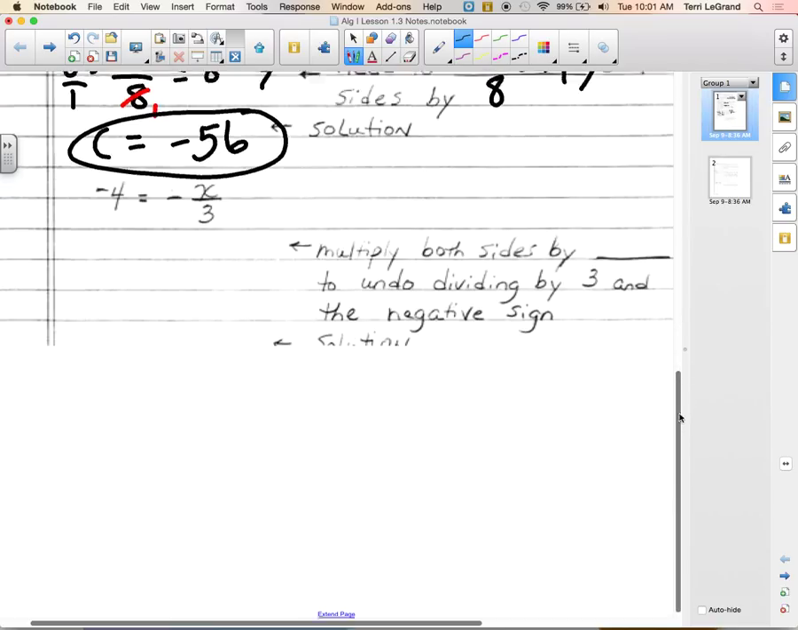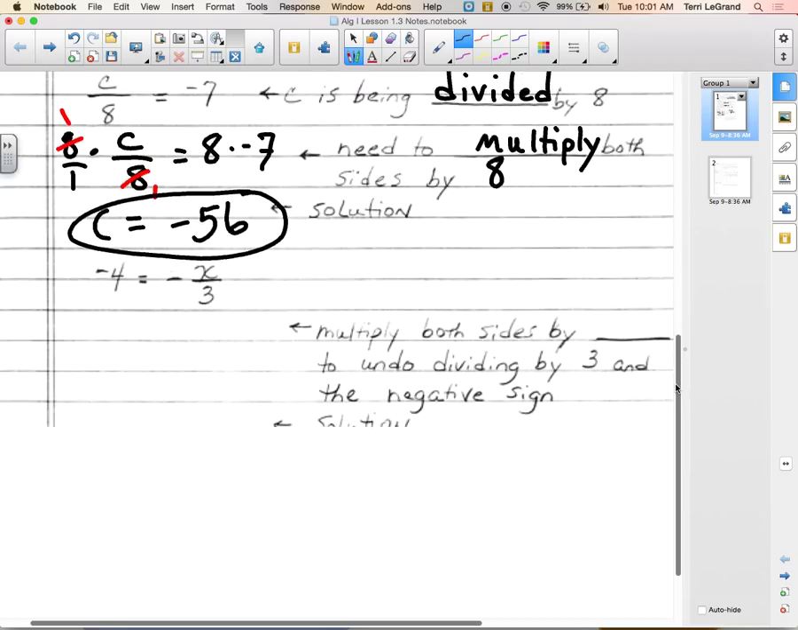Okay, you go ahead and try the, well, let's do this first. Let's talk about that one, because it's got that negative sign in front of the x over 3 on the other side. What can we multiply both sides by that would undo the dividing by 3, and it would take care of that negative sign? Sage? Negative 3. We could take care of both things at the same time. We got this negative sign here, and we got the fact that it's being divided by 3.